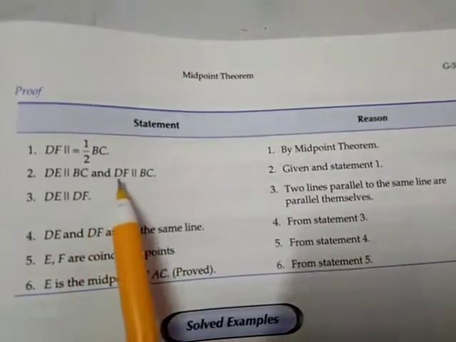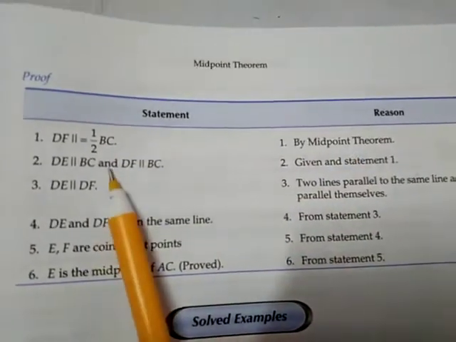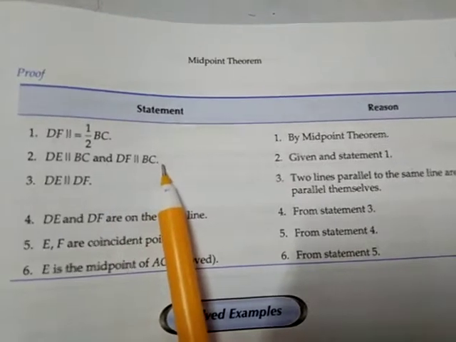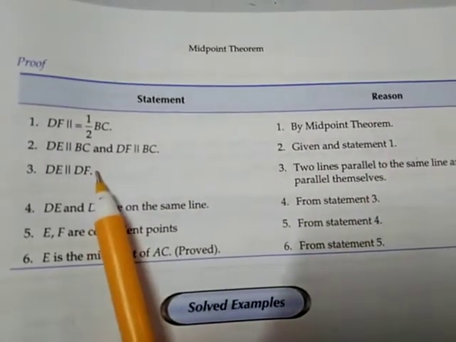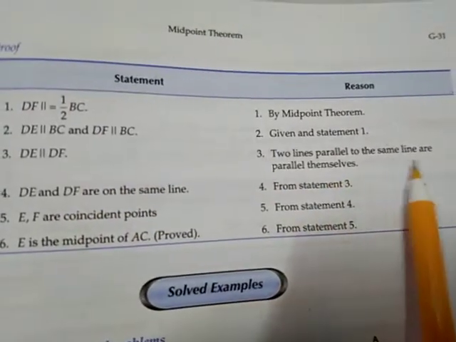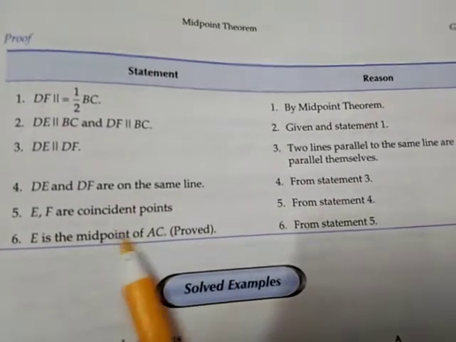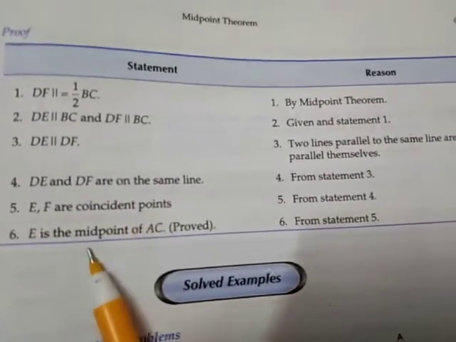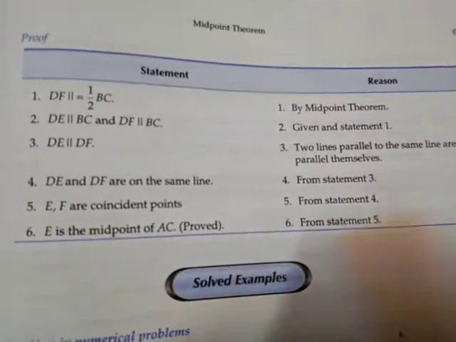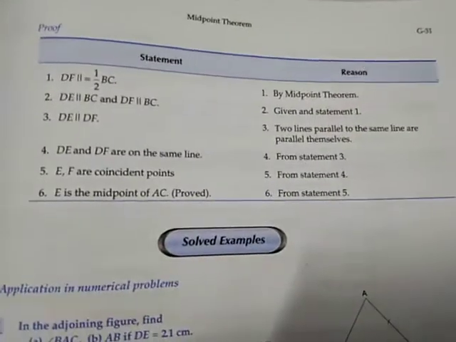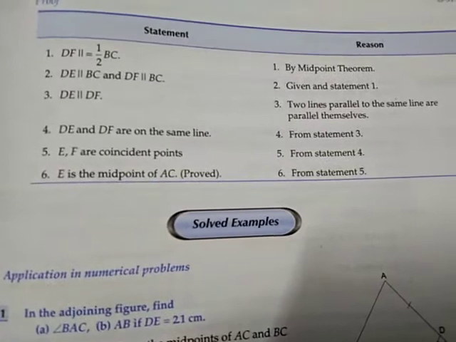So DF is parallel and also half of BC by the midpoint theorem. DE is parallel to BC and DF is parallel to BC. It is given and by statement number 1. Therefore DE is parallel to DF. Two lines parallel to the same line are parallel to each other. And DE and DF are on the same line. E and F are coincident points. Therefore we can say that E is the midpoint of AC. Hence proved. Clear, students? So this is the converse of the midpoint theorem. So on the basis of this, we start the exercise of the chapter.